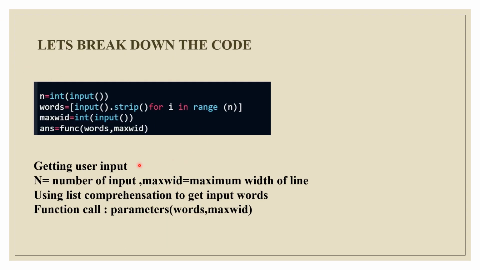These are going to be my user inputs. N is going to tell me the number of inputs, and words is going to have a list of inputs given by the user. I have used a list comprehension for our convenience instead of using a for loop. Max width is going to be the maximum width of characters present in each line. And here we are calling a function with the parameters word list as well as the maximum width.